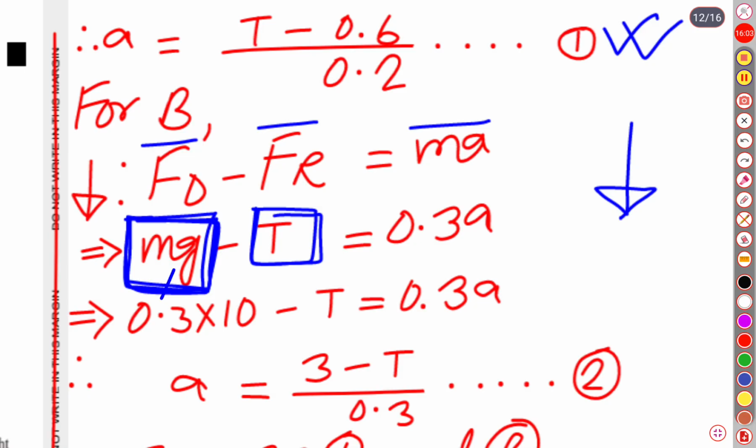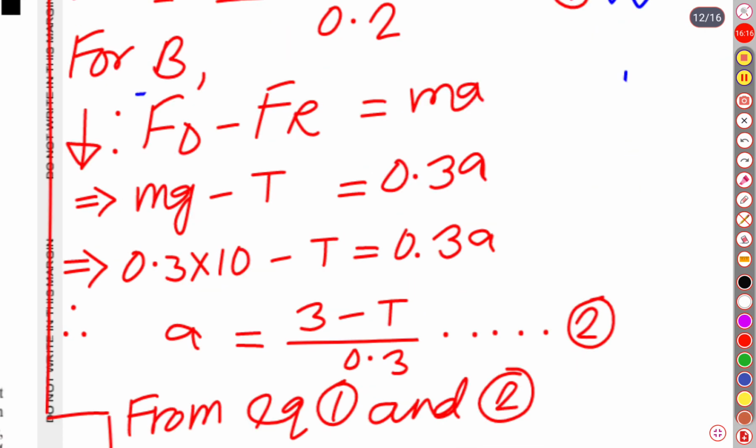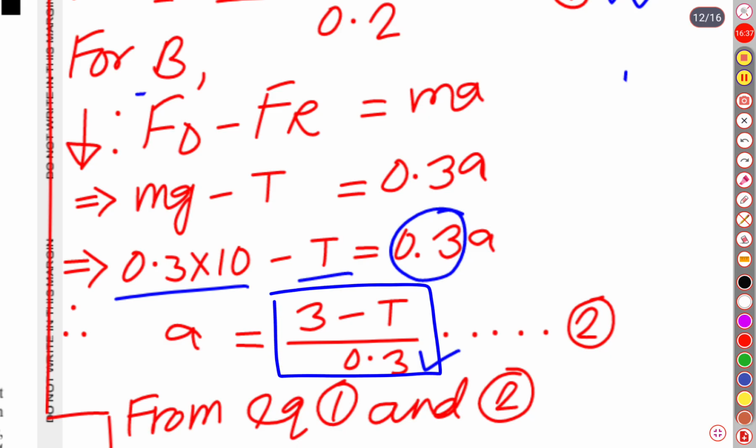Then the mass of particle B is 0.3 and acceleration due to gravity is 10, so 0.3 times 10 minus tension is equal to 0.3 times a, where 0.3 is the mass. If we simplify, 0.3 into 10 is actually 3, minus tension, and this 0.3 is written as the denominator. So our acceleration is equal to (3 minus t) over 0.3. Now this is our equation number 2.